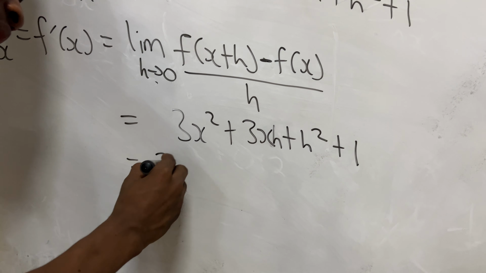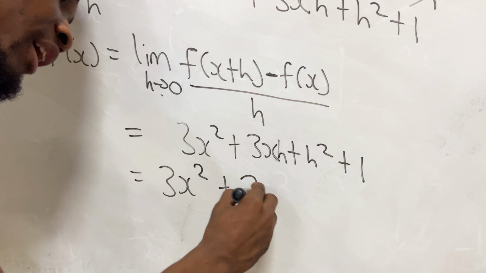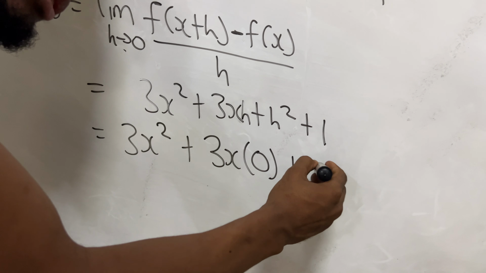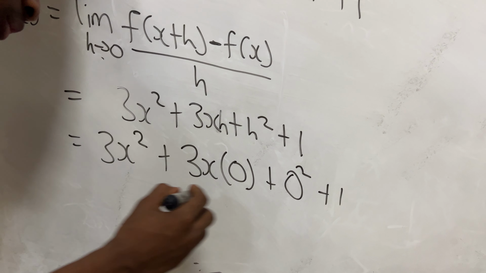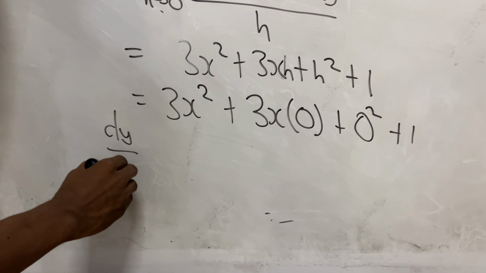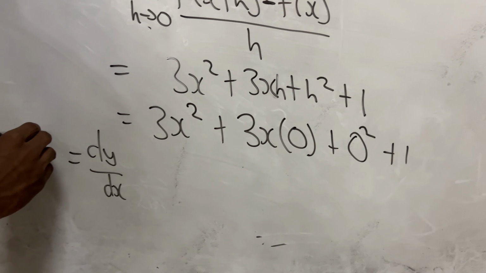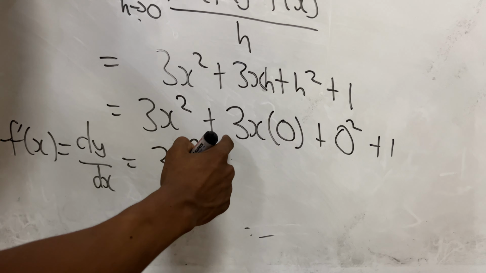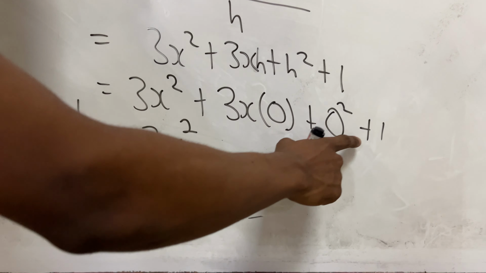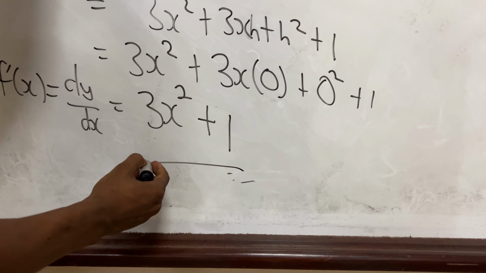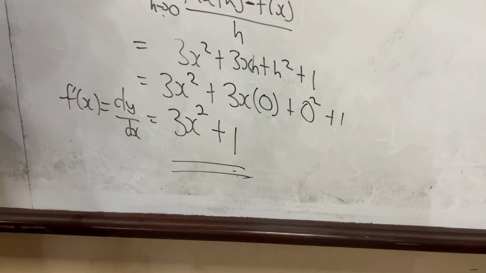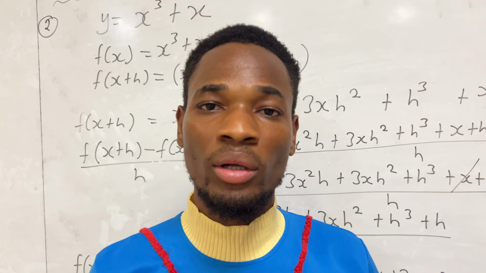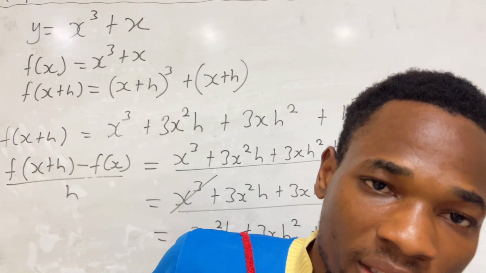So this is the same as 3x squared plus 3x times my h, which is 0, then plus h squared, so 0 squared, plus 1. So I have my dy over dx, which is the same as f prime of x, equal to 3x squared, this will go to 0, this will go to 0, then plus 1. So this is my dy/dx from the first principle. You can decide to use the other alternative. So this is how it goes.